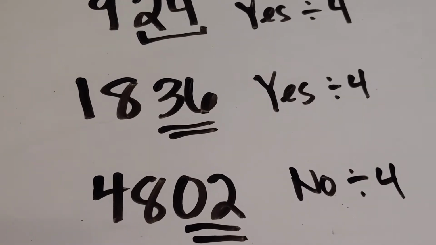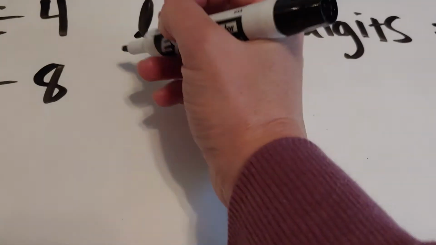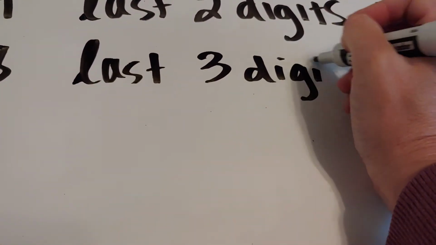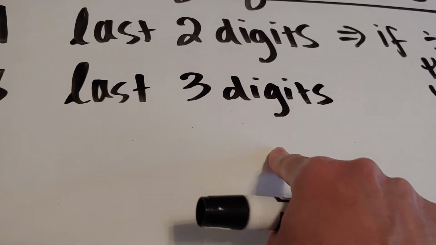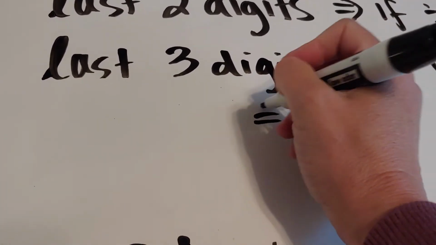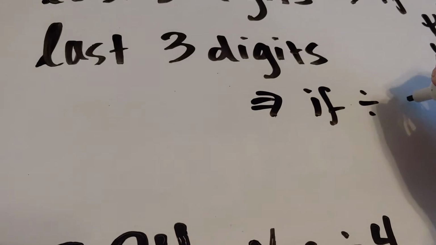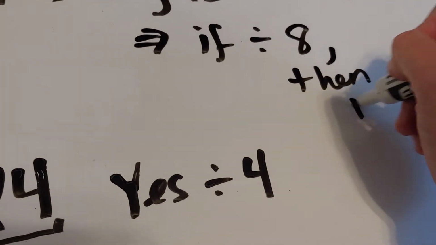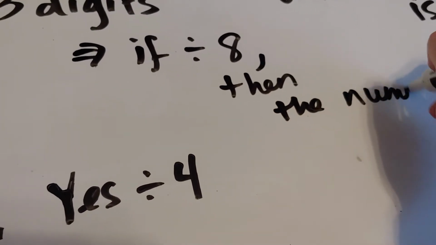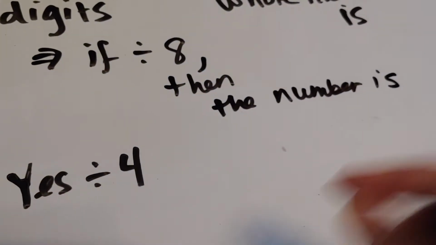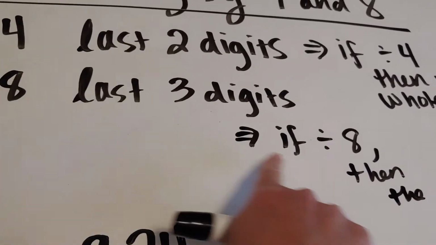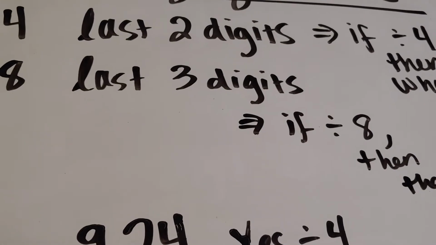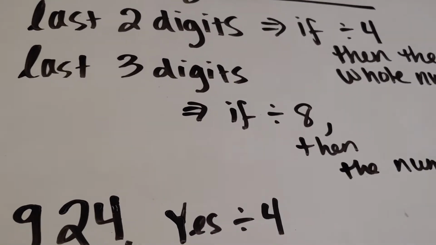Okay, now, divisible by 8. It's the last 3 digits. If I look at the last 3 digits and those are divisible by 8, then the whole number is. My only real problem with this is that to do 3-digit division, you're probably going to be using a calculator. And if you're using a calculator, you could just divide the whole gigantic number. But we're going to go ahead and practice this idea.